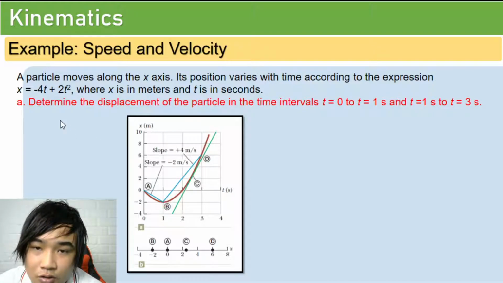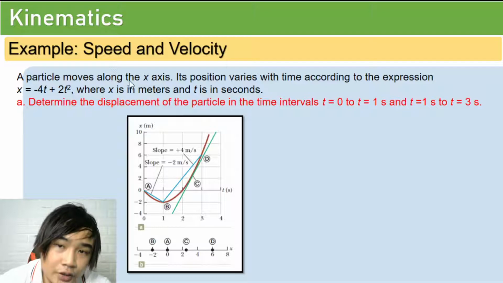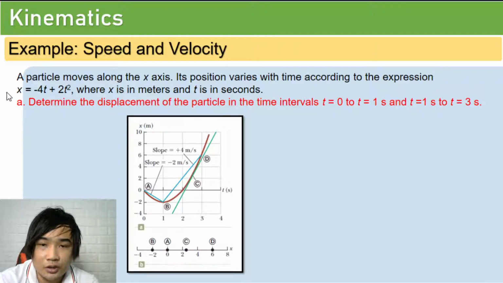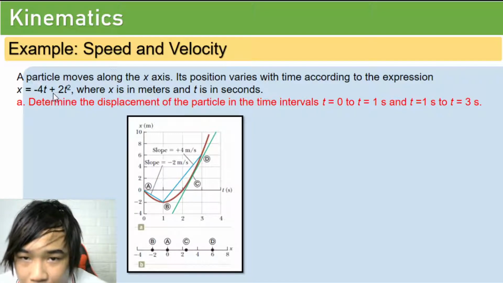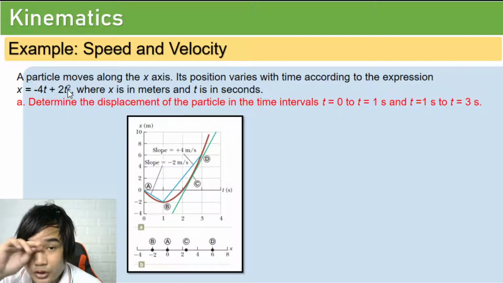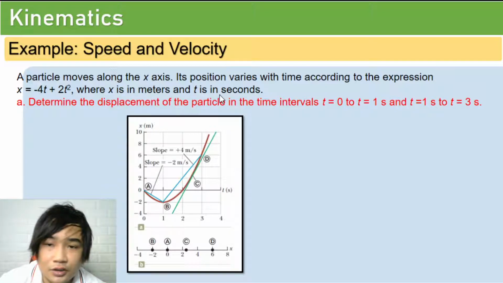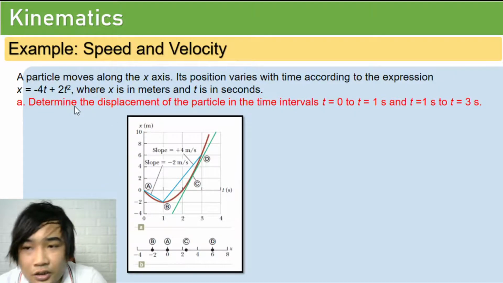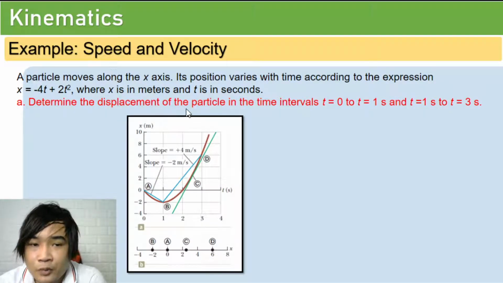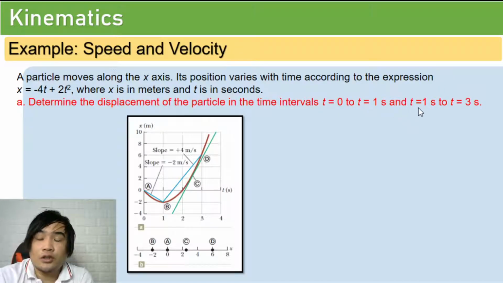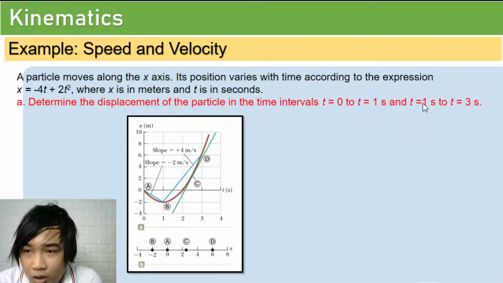Then, meron tayo dito. So, yan. Example, a particle moves along the x-axis. Its position varies with time according to the expression. Yan. Ito yung direction niya. Position, in terms of t, where x is in meters and t is in seconds. So, determine the displacement of the particle in the time interval t equals 0 to t equals 2, and t equals 1. So, another from 1 to 3 seconds.